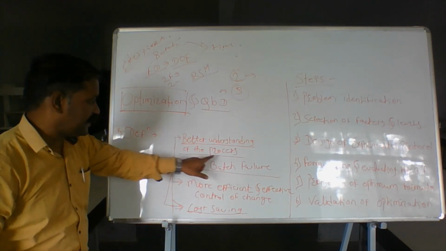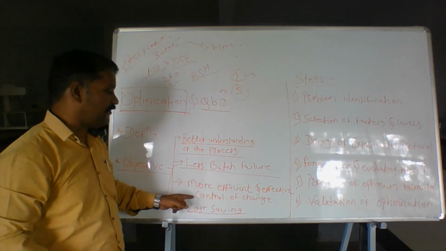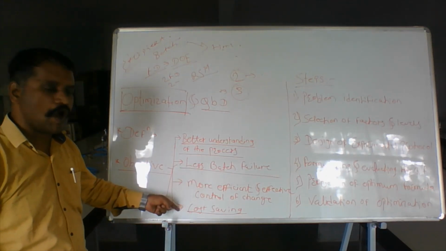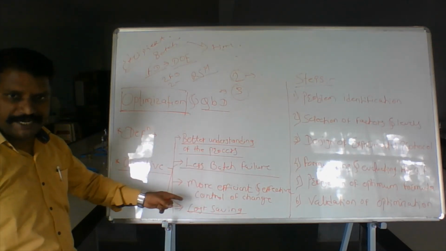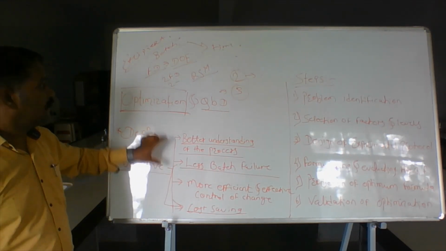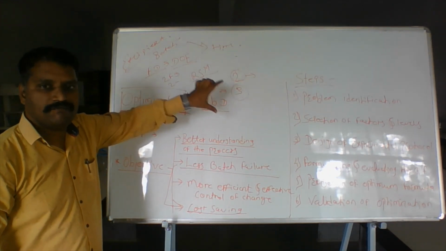Okay, better understanding of the process, less batch failure, more efficient and effective control of a change, and it's a cost-effective technique. So these are the objectives or reasons for the optimization technique and quality by design in pharmaceuticals.